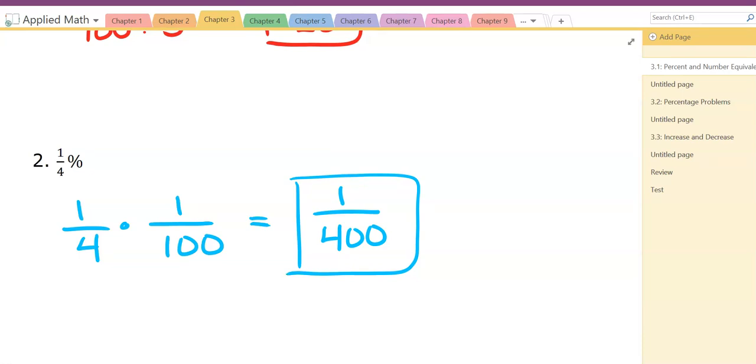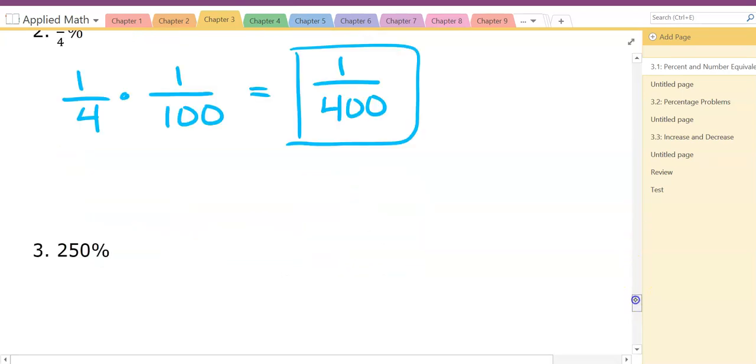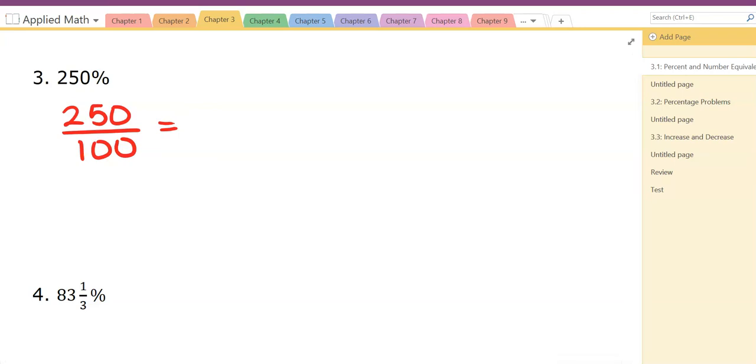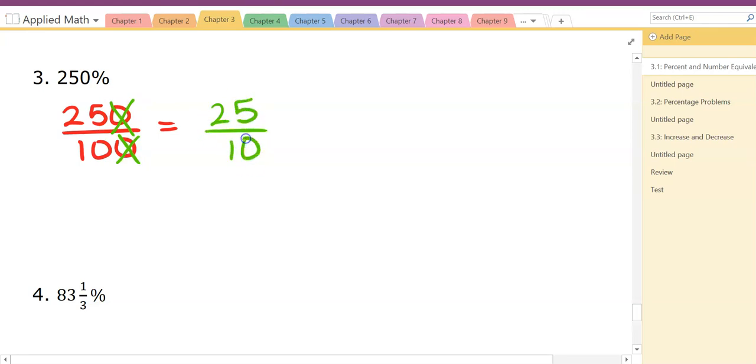Okay, so for number 3, 250%. If we divide that by 100, go ahead and first of all, to make yourself a little bit easier of a job here, get rid of those zeros at the end. So it's 25/10. Those are smaller numbers. What can come out of both 25 and 10?